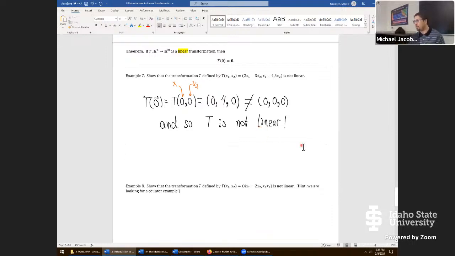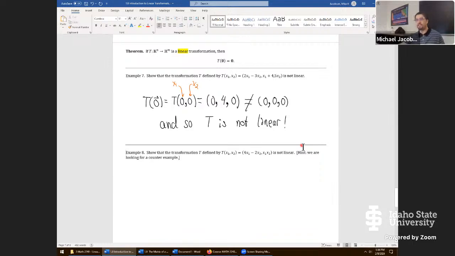I didn't ask anything too wild on the homework assignment, but example 8 is harder, and I felt like it'd be a good one for us to take a look at, just to practice with linear transformations a little bit more. So same kind of setup. It says transformation T is defined in this way.